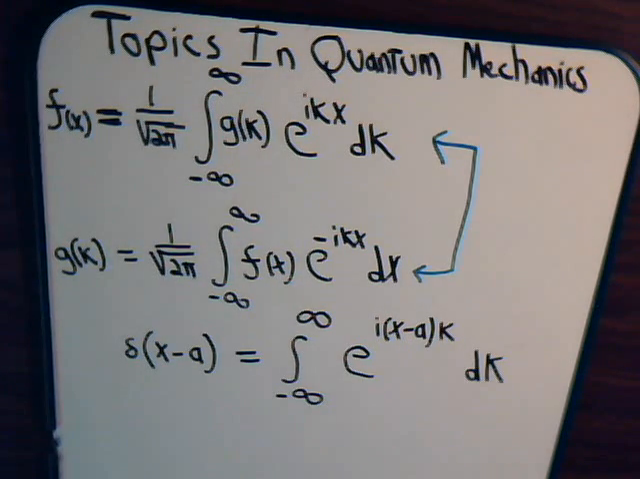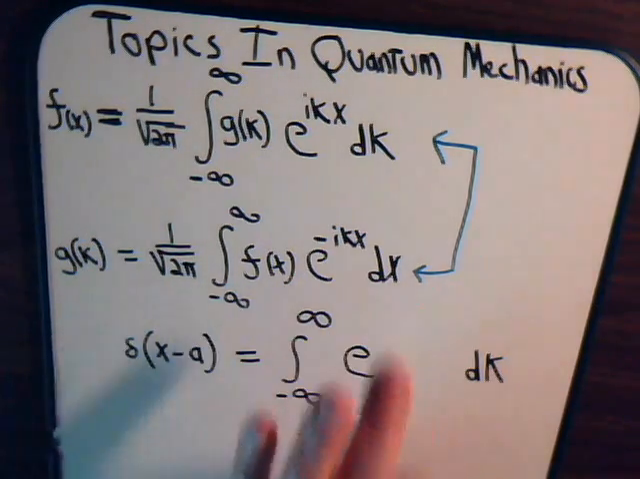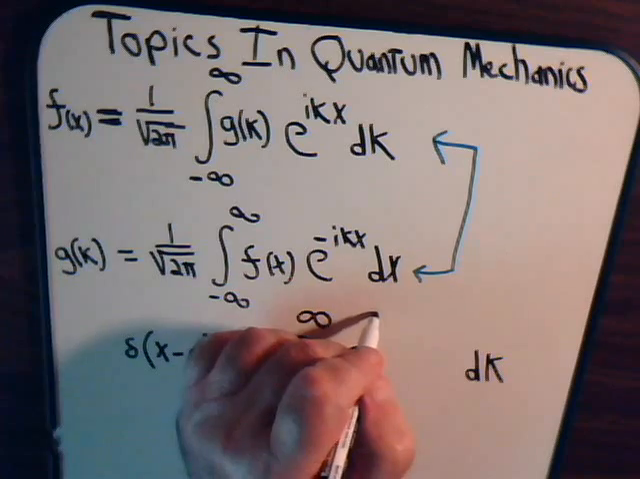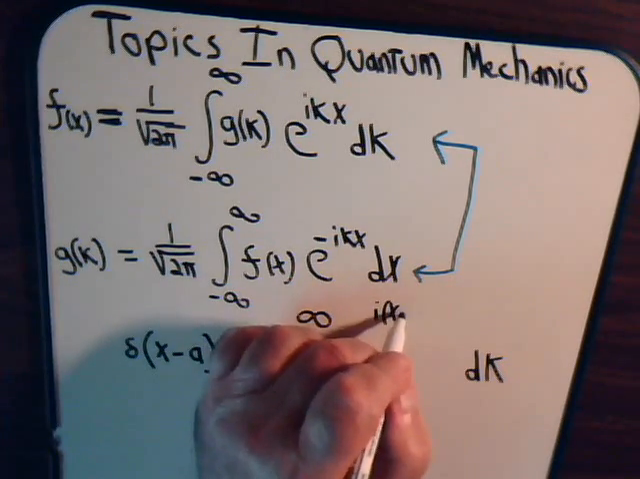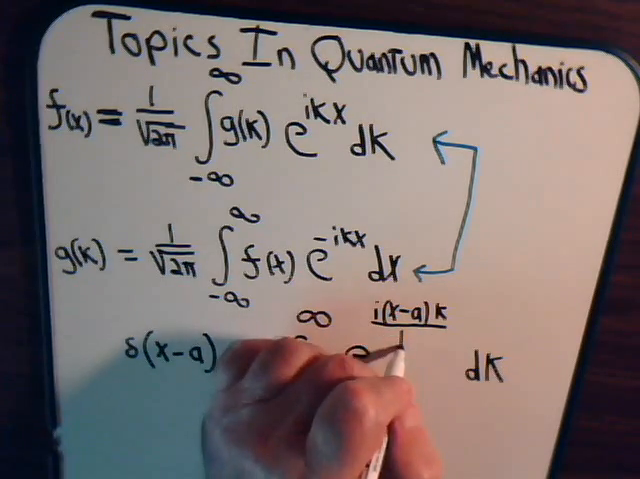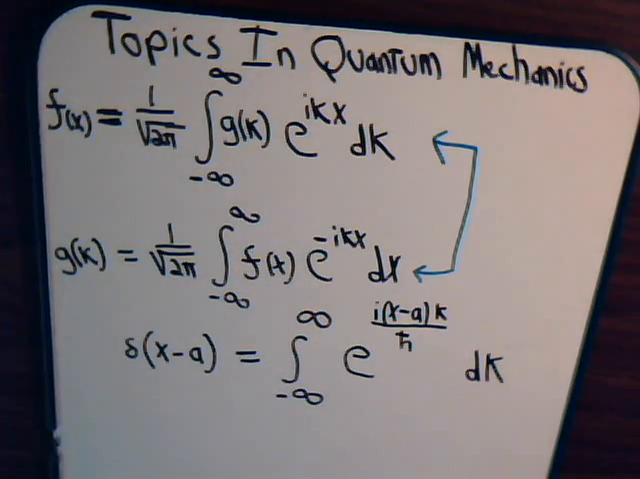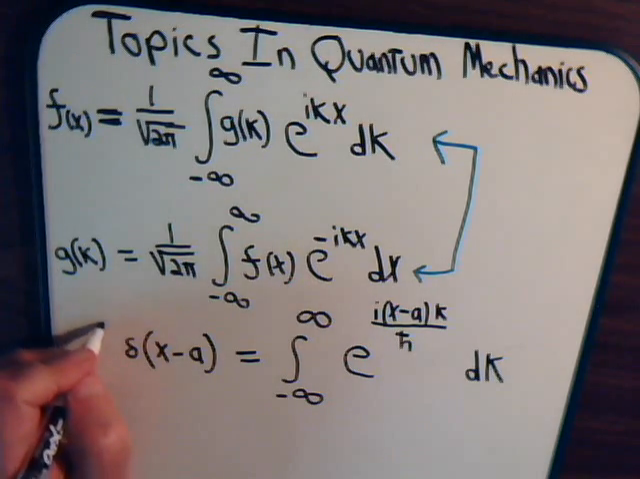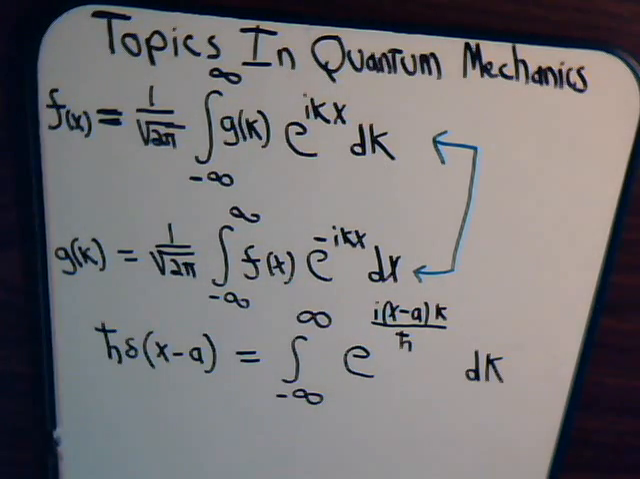Before we do that, let's ask ourselves, what would happen if we took x minus a and divided it by a constant, say by h bar? If we did that, then over here on this side we would have this. And how do we know that? Because it was in the video titled Properties of Dirac delta function.